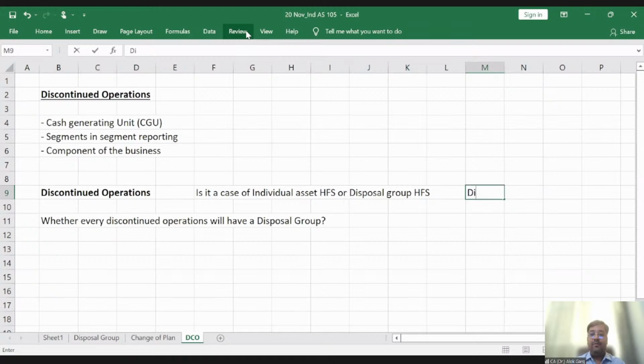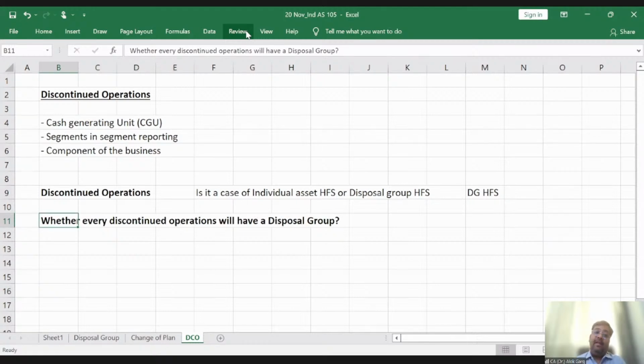You have said that disposal group held for sale. Okay. But whether every discontinued operation will have a disposal group? Tell me. Whether every discontinued operation will have a disposal group, or whether every discontinued operation is a disposal group. What is your view?